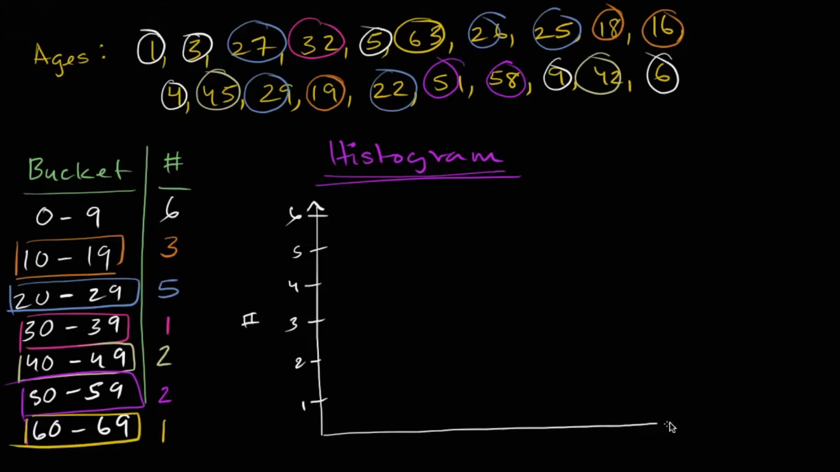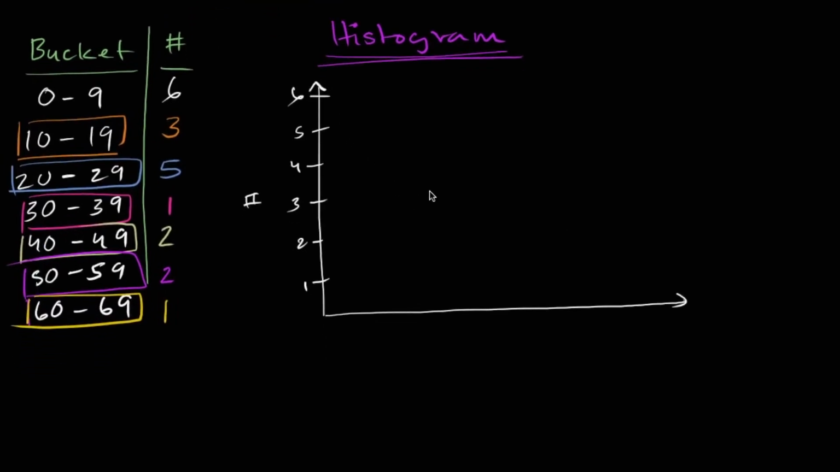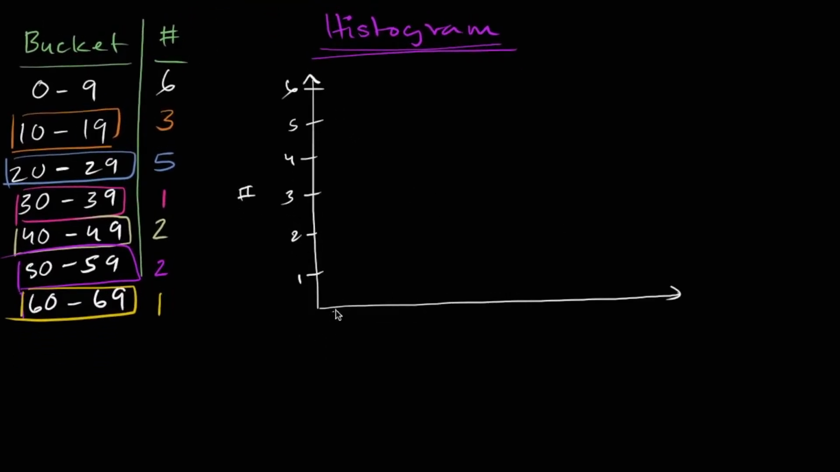And on this axis, I'm going to make the buckets. Let me scroll up a little bit now that I have my data here, so I don't have to look at my data set again. So I have one bucket. This is going to be the 0 to 9 bucket right over here. Actually, let me just plot them since I have my pen that color. So in 0 to 9, there are 6 people. So I'll just plot it like that.